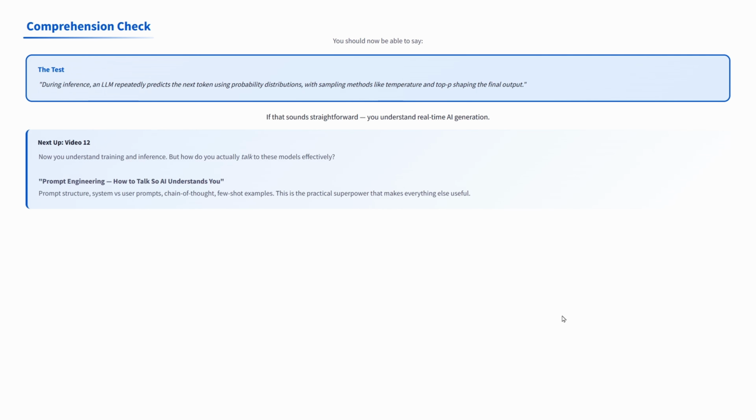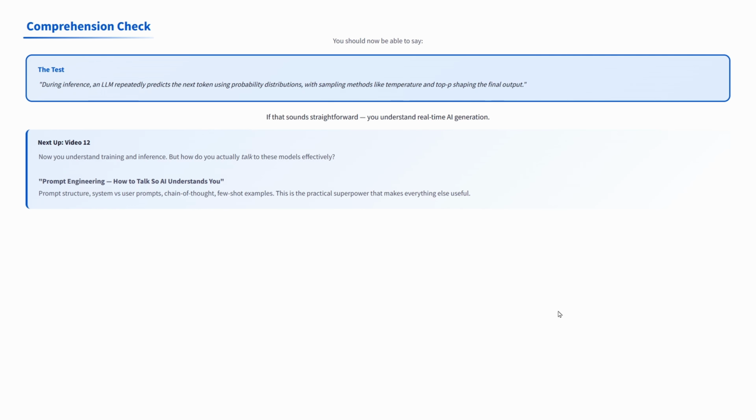Now you understand training and inference, how models are built and how they generate output. But here is a practical question. How do you actually talk to these models effectively? That's the next video. We cover prompt engineering, prompt structure, system versus user prompt, chain of thought, few-shot examples. This is a practical superpower that makes all the technical knowledge we have acquired actually useful.